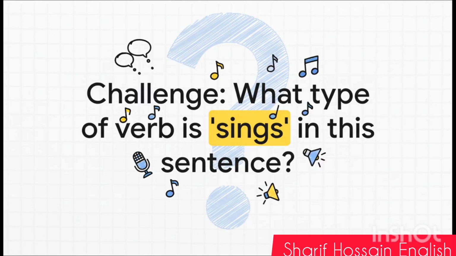All right, to finish things up, I've got a little challenge for you. Take a look at this sentence. The bird sings a sweet song. What kind of verb is sings? Ask yourself, is that action, sings, being transferred to an object? Let me know what you think.